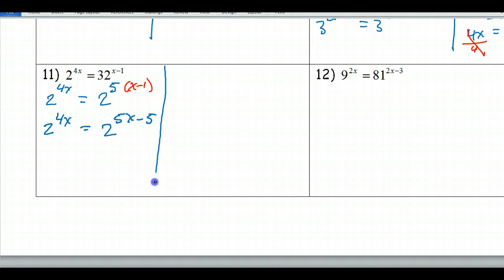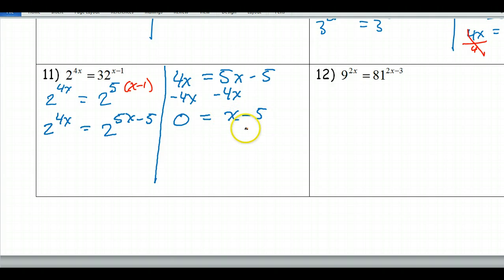Now that the bases are the same, I can set these exponents equal to each other. So 4x should equal 5x minus 5. I can now subtract 4x on both sides. And that will give me 0 is equal to x minus 5. Then I would add 5 to both sides. So that'll just give me x equals 5.